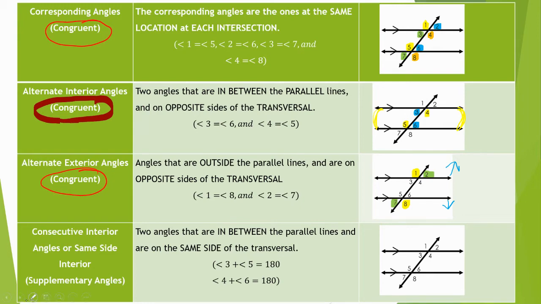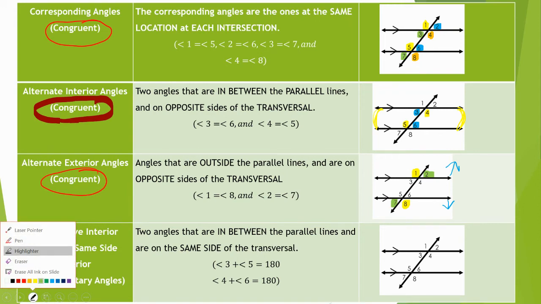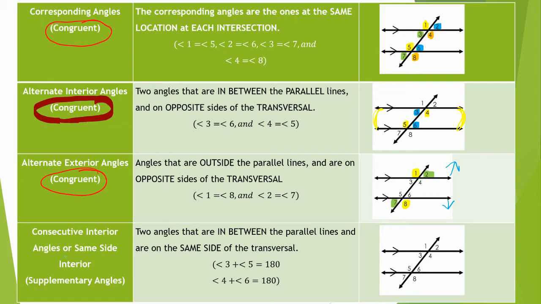Okay, our last special angles are consecutive interior angles, also called same side interiors. Again, we're going to be inside the lines. Consecutive means in order, or you could say same side, so same side of the transversal. These ones are different. They are supplementary. That means if I add them together, they're going to equal 180. So inside the parallel lines, same side of the transversal.